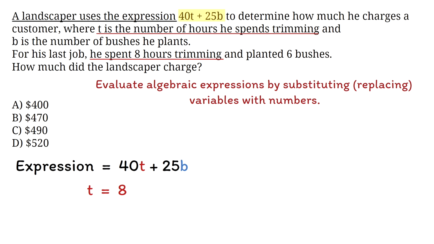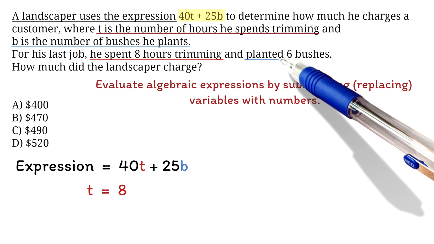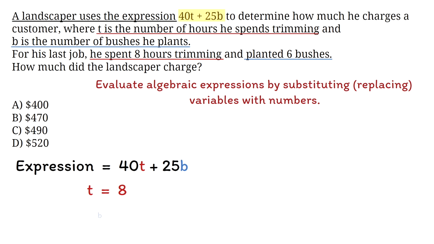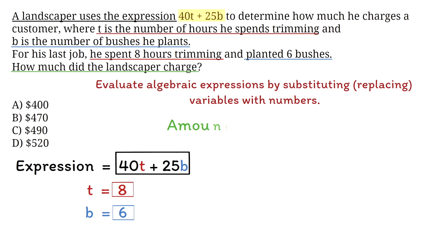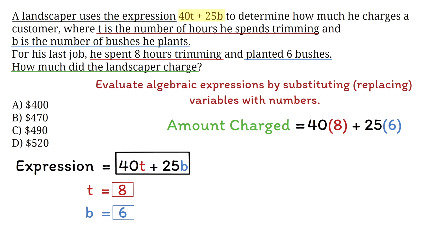We also know that B represents the number of bushes he planted. Since he planted 6 bushes, we have B equals 6. Next, we substitute the values of T and B into the expression to find out how much the landscaper charged for his last job. So the amount charged is 40 times 8 plus 25 times 6.